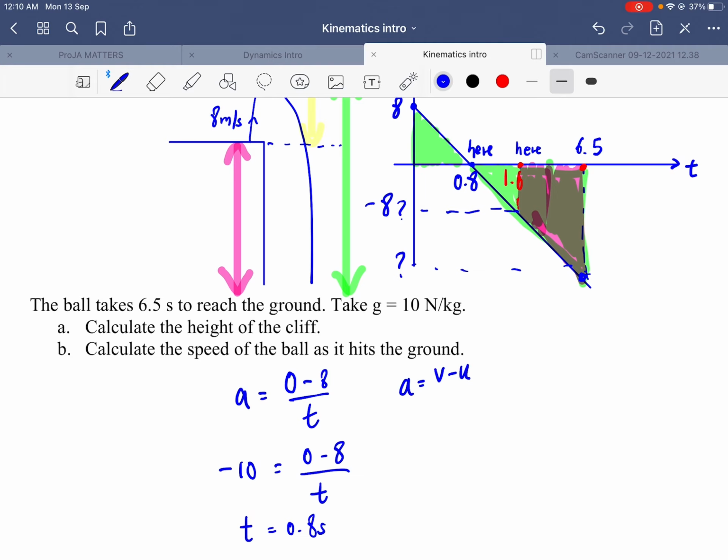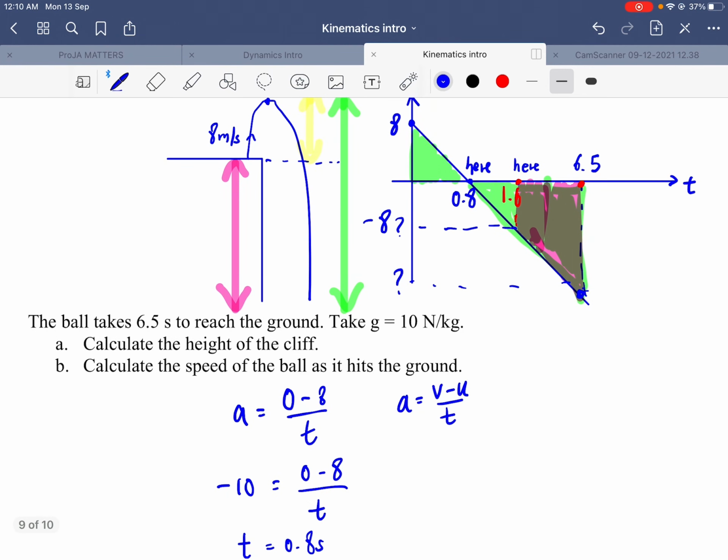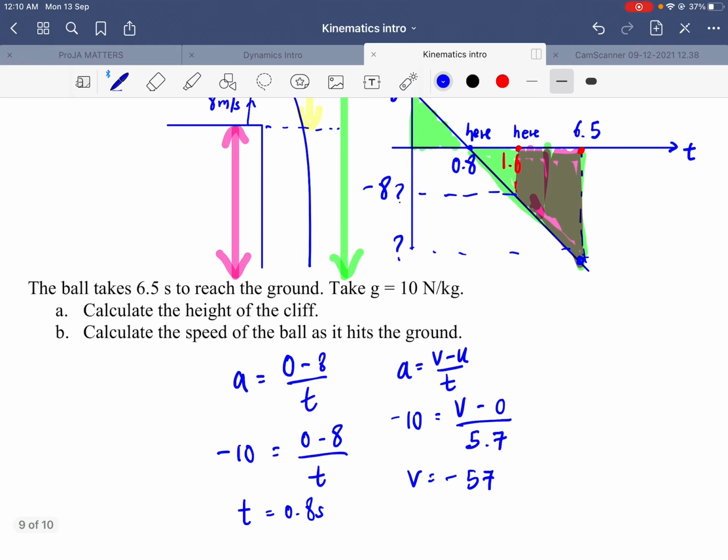Therefore, we need to use the equation again. a equals v minus u over t. The acceleration is -10. The final velocity we do not know. The initial velocity should be 0, and the time taken should be 5.7. Therefore, v should be -57, or the speed is 57, because speed is just velocity without its direction. It's a scalar version of it. So we can write -57 here.